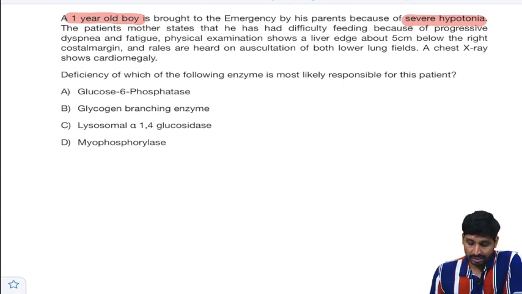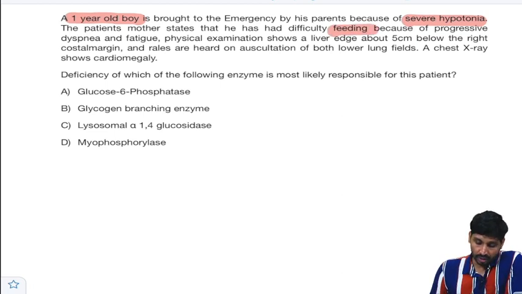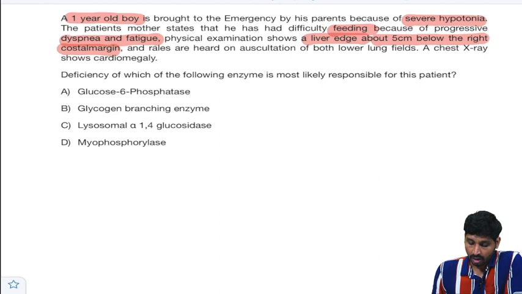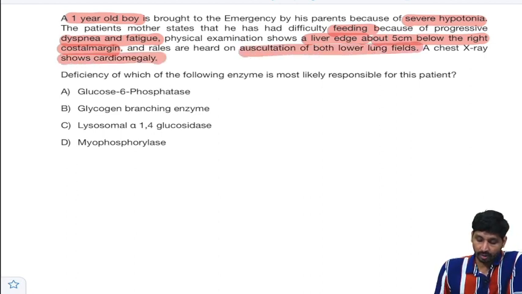The patient's mother states that he had difficulty feeding. Second, this one, because of progressive dyspnea and fatigue. Physical examination shows a liver edge about 5 centimeters below the right costal margin, and rales are heard on auscultation of both lower lung fields. A chest X-ray shows cardiomegaly.